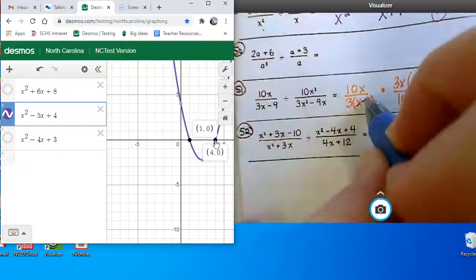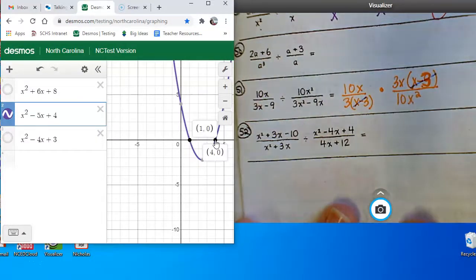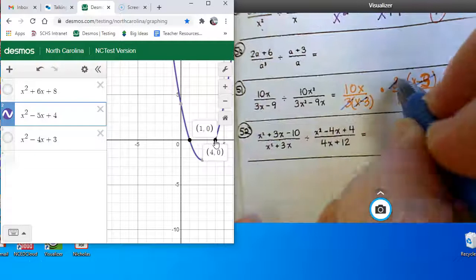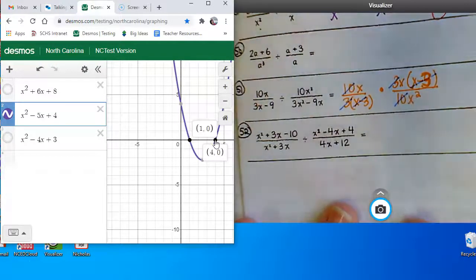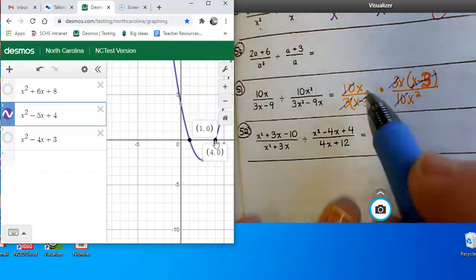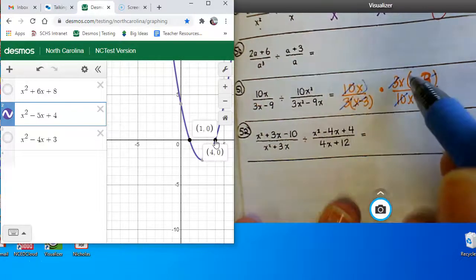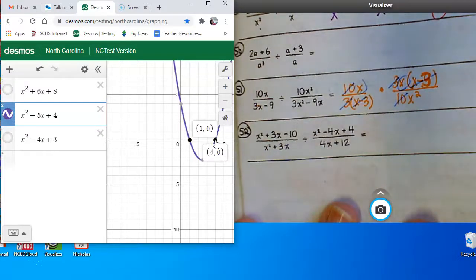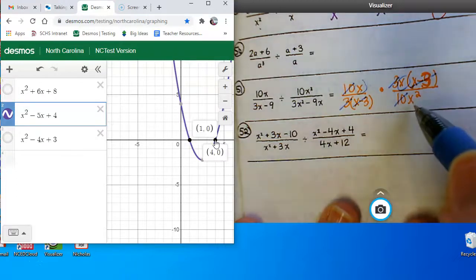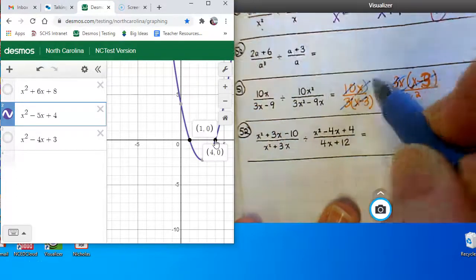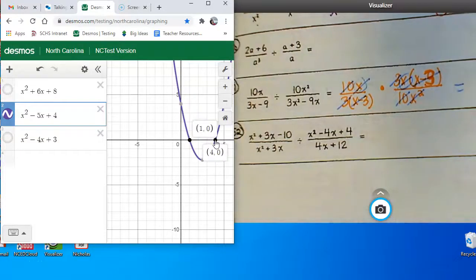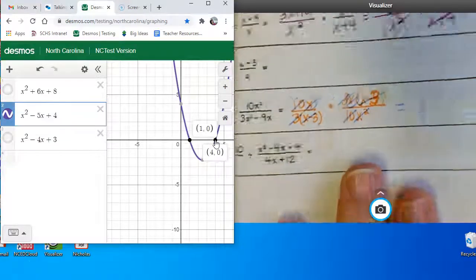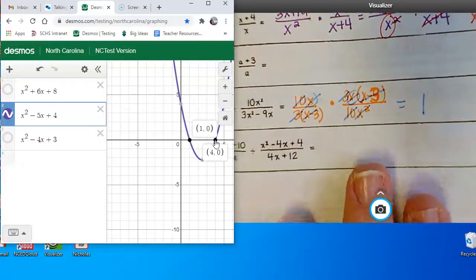Alright, x minus 3's will go away. The 3's go away. The 10's go away. What do I have left on top? I've got this x and this x, which makes x squared. I've got an x squared on the bottom. Guess what? All the x's go away. Everything went away. That means your answer's 1. When everything cancels out like that, then 1 is your final answer.